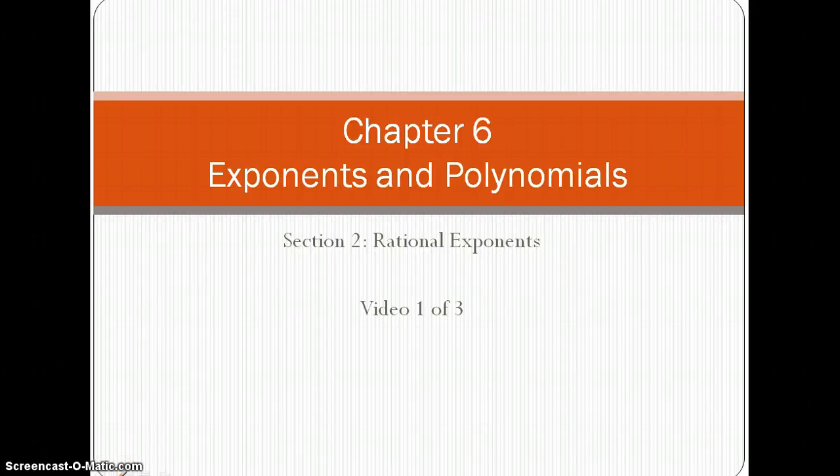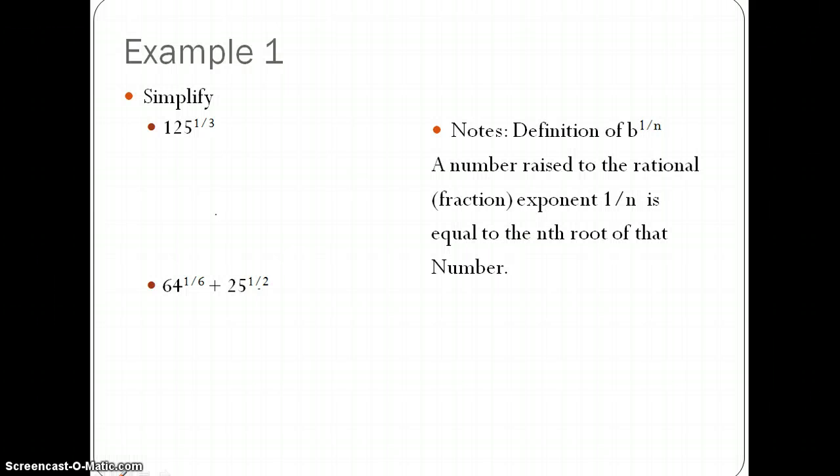So this is the first of 3 videos covering rational exponents in a chapter that is on exponents and polynomials. So before we begin the 2 examples of 125 to the 1/3 and 64 to the 1/6 plus 25 to the 1/2, you first need to understand what a number to a fractional exponent means.